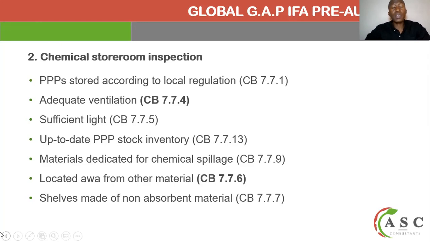Then there should be up-to-date stock inventories of the PPPs or chemicals. This is a list of all the chemicals that are in store, their commercial names, their quantity, and their batch codes, if there are any. Yes, and there should be material dedicated for chemical spillage. Examples of this material are a dustpan, sand, a brush, as well as a black refuse plastic bag. So basically what happens in an event where you've got a chemical spillage, you would use that sand to pour over the chemical that is spilled on the floor, right?